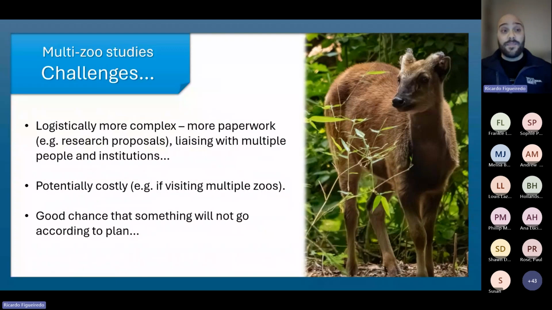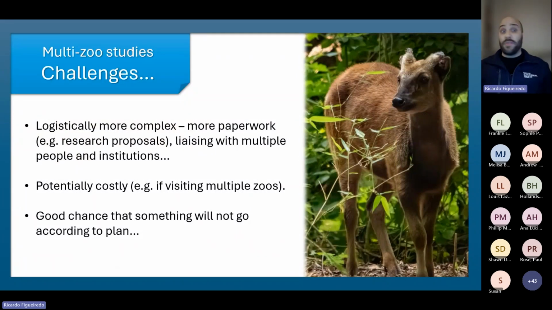However, that comes with a few challenges. Multi-zoo studies can be logistically more complex because they may require more paperwork, like, for example, research proposals to different zoos. Not all zoos require research proposals, but a lot of them do. A lot of them require a bit more of a bureaucratic process than others, but nevertheless, if you're dealing with multiple zoos, then you'll probably have to deal with more paperwork.